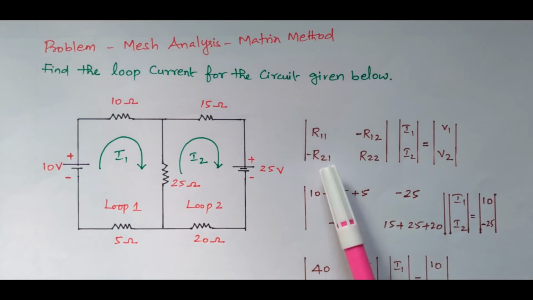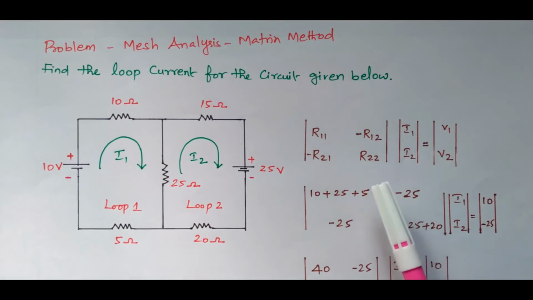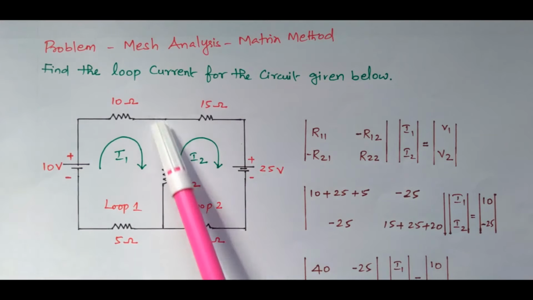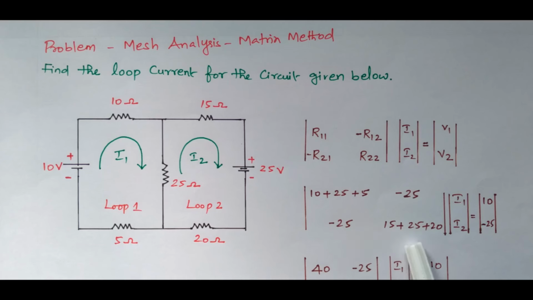R21 is also the same, connected between the second and first loop. The 25 ohm is connected between the second and first loop, so minus 25. Then R22. What is R22? The sum of the resistors connected in the second loop. This is 15 ohm plus 25 ohm plus 20 ohm.